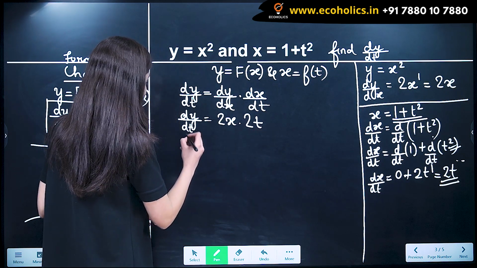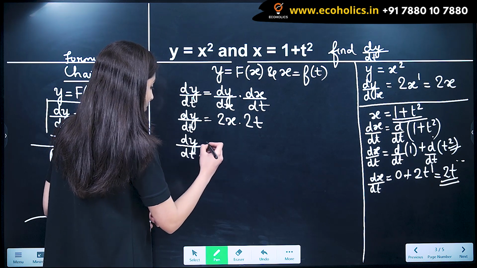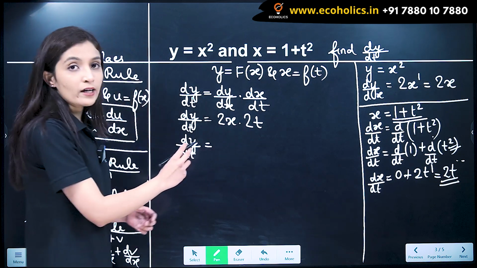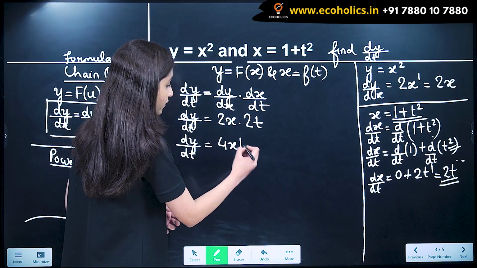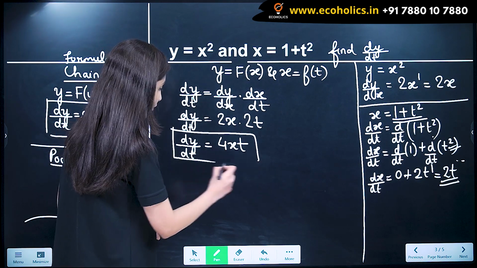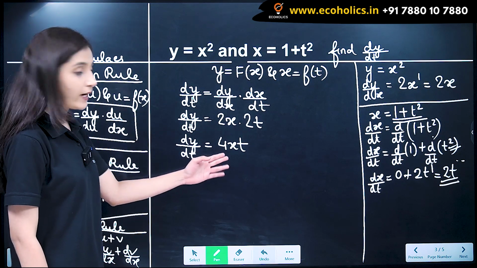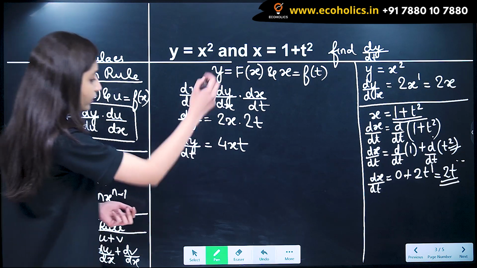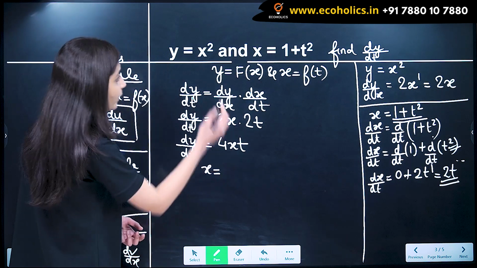So now what do we get is dy by dt is equal to 2 2s are 4 x into t. So now in this case we have dy by dt as 4xt. But since we can further simplify this because we have x already given as 1 plus t square.